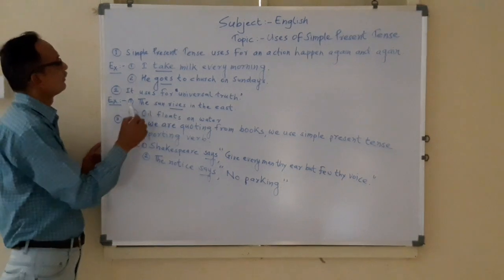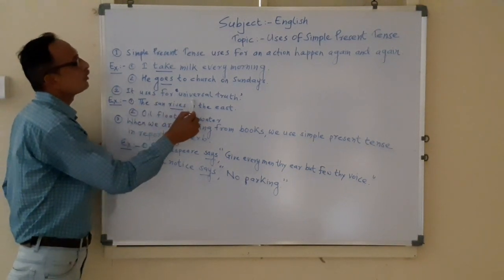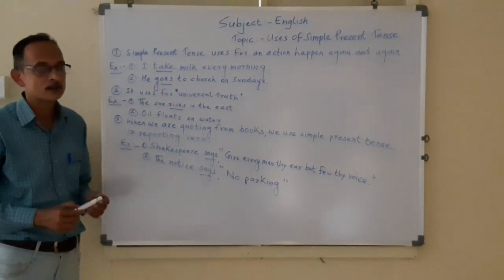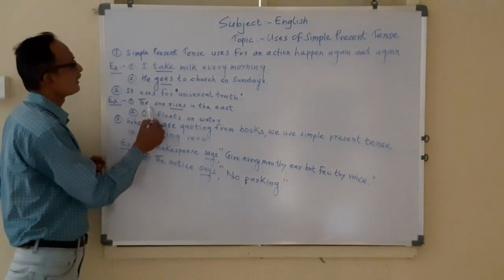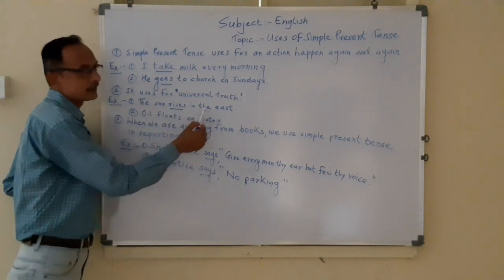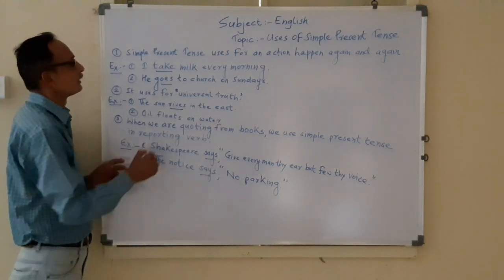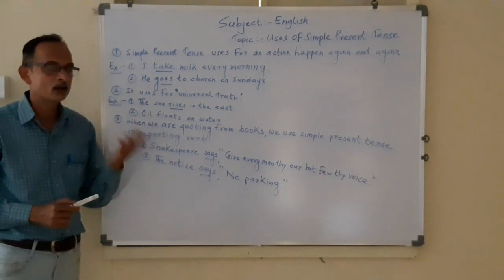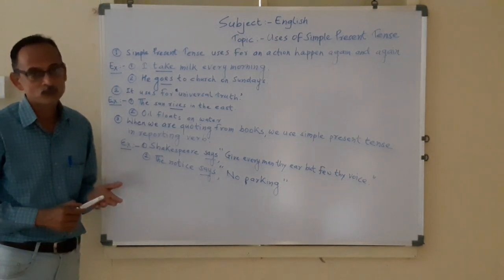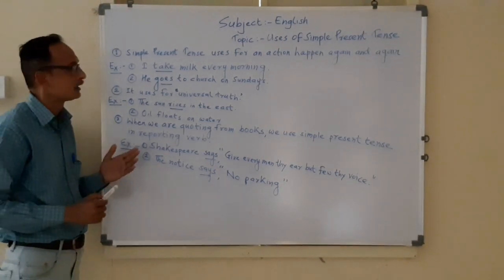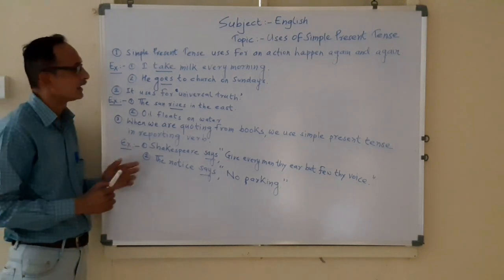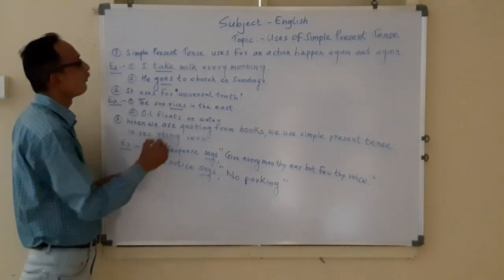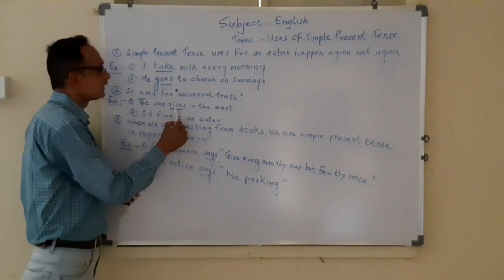Second use: it is used for a universal truth or general truth. Just like, the sun rises in the east. That is a universal truth. It is true in all three times, present, past and future. So while saying any statement about a universal truth, we should use the verb in simple present tense.